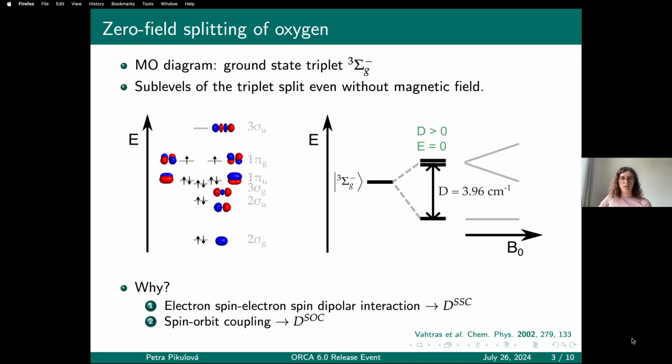Now, what are the interactions that make this splitting happen? Well, one of them is the dipolar coupling of the electron spins, that gives rise to this spin-spin coupling contribution to zero-field splitting. Another interaction is the spin-orbit coupling.